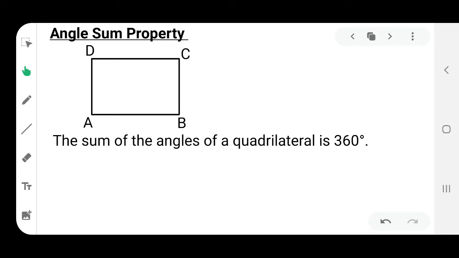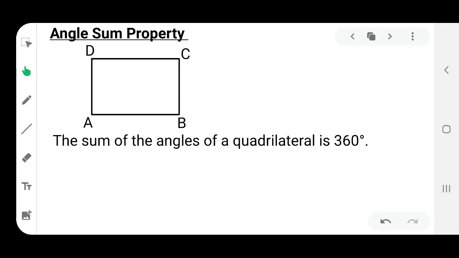Now here is a property of quadrilaterals, called the angle sum property. What is the angle sum property? We have seen the angle sum property for a triangle, and you know that for a triangle, the sum of all three angles is equal to 180 degrees. So similarly, the sum of the angles of a quadrilateral is how much? It is 360 degrees. Here is a quadrilateral ABCD, and we know it has four sides.